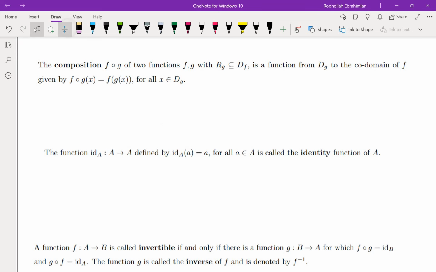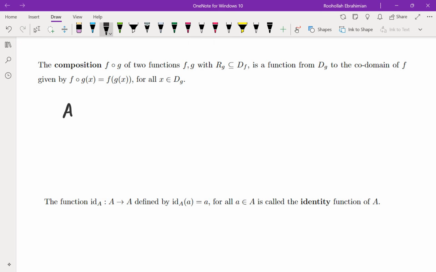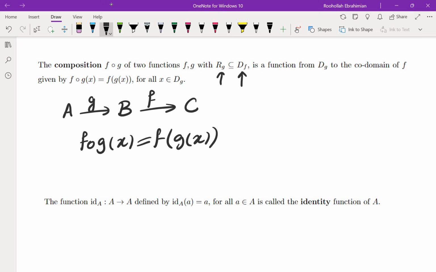The composition of two functions. So if you have a function g from A to B and a function f from B to C, in order to be able to compose these two, I would need the image of g to be inside the domain of f, because I want to be able to define f(g(x)). Since g(x) is in the image of g, that would have to be in the domain of f so that we can take f of that. And that's how we define the composition.